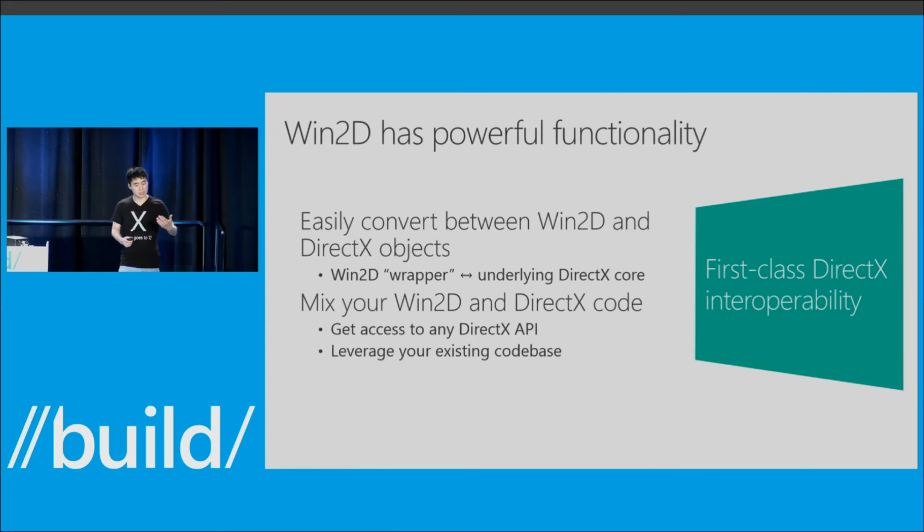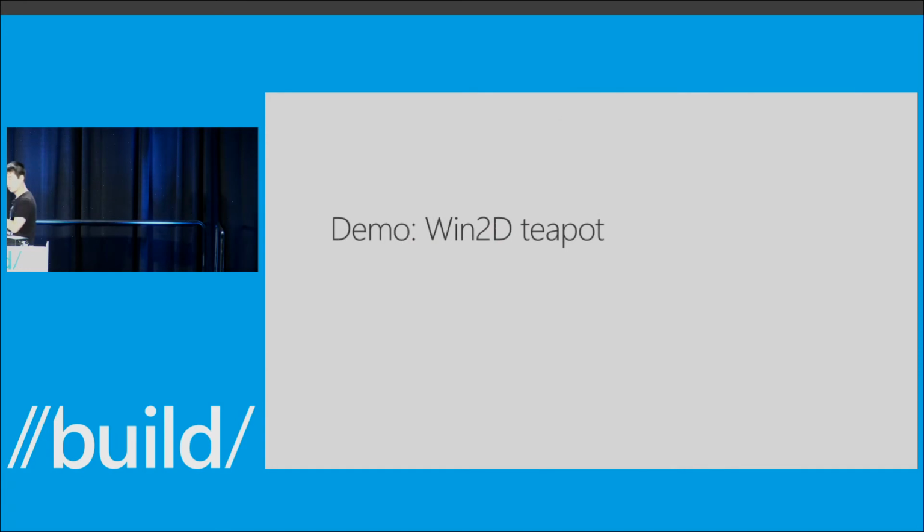So as you know, Win2D is built on top of DirectX, and so our solution to the walled garden problem is we make it very, very straightforward for you to take a Win2D object and extract the underlying DirectX object that it's built on. And also vice versa, you can take any DirectX resource, D2D, D3D, DXGI, whatever you have, and you can easily construct the corresponding Win2D wrapper to use in Win2D. In this way, you get access to all of the DirectX API surface. And the most important thing is that you can leverage your existing DirectX or Win2D codebase, mix in usage of the other API, and you don't need to throw out your existing code. So let's show you with a concrete example.